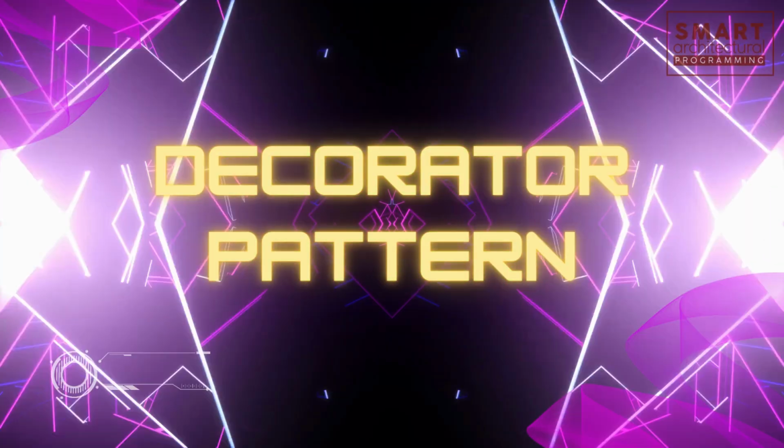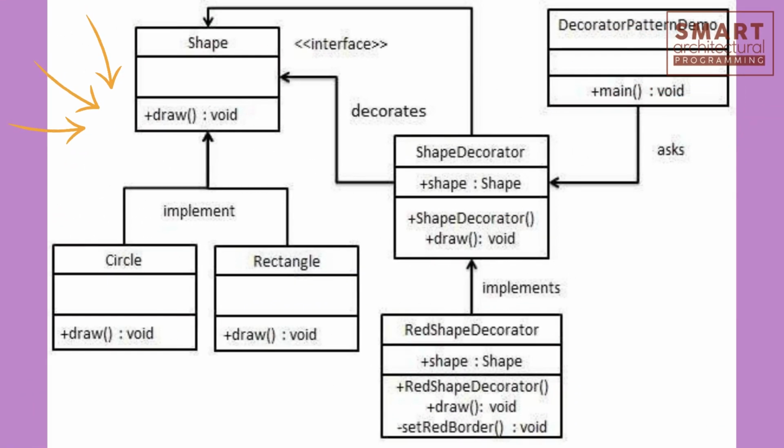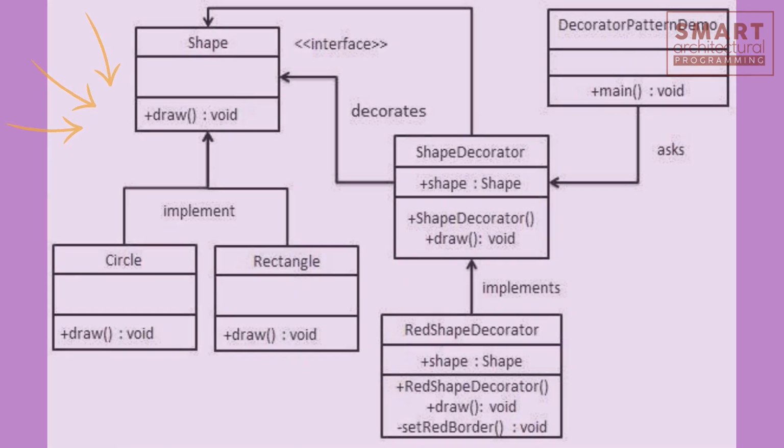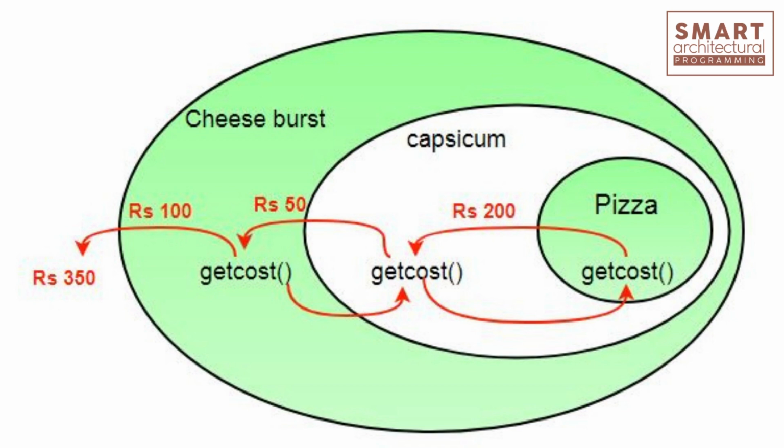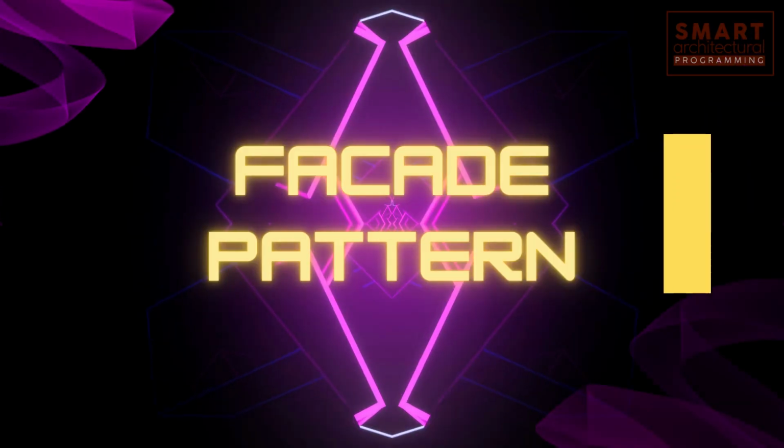Decorator pattern. The decorator pattern allows you to add new behavior to an object dynamically, without having to modify the existing code. This pattern is useful when you want to add new features to an object without having to create a new subclass. Facade pattern.